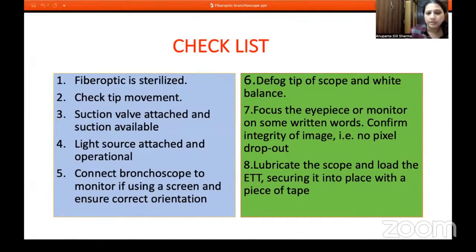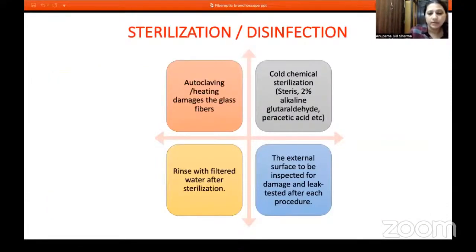I will now be demonstrating two videos. Before that, a little bit about sterilization. Autoclaving or heating can damage the glass fibers, so typically cold sterilization with 2% alkaline glutaraldehyde is used. Rinse with filtered water after sterilization, and the external surface should be inspected every time for any residual biological matter. It should be cleaned, and it should be tested after each procedure.